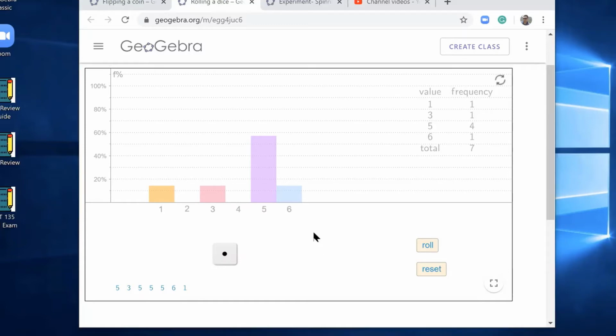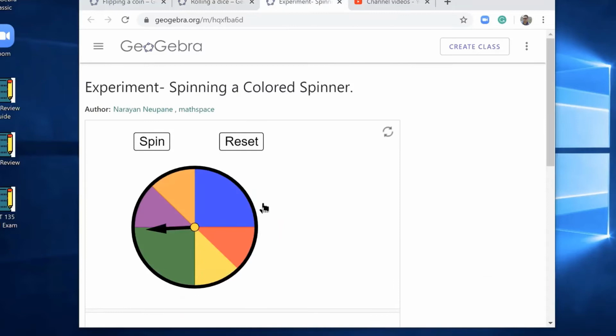So that's the experiment. I don't know the outcome, but I am repeating this act and I'm getting the result. Okay, let's do one more. That was spinning the colored spinner here.